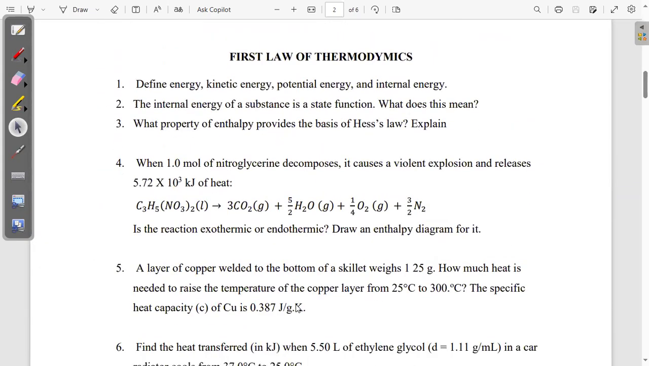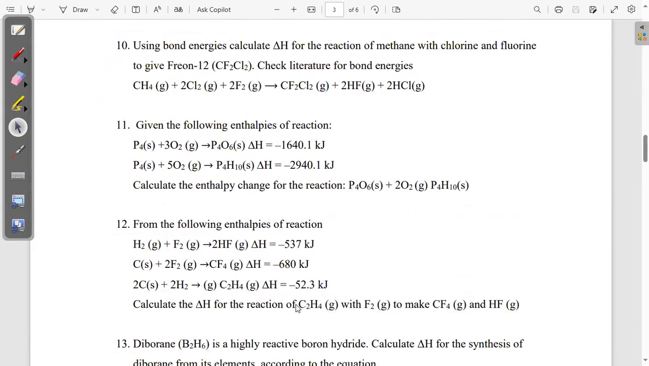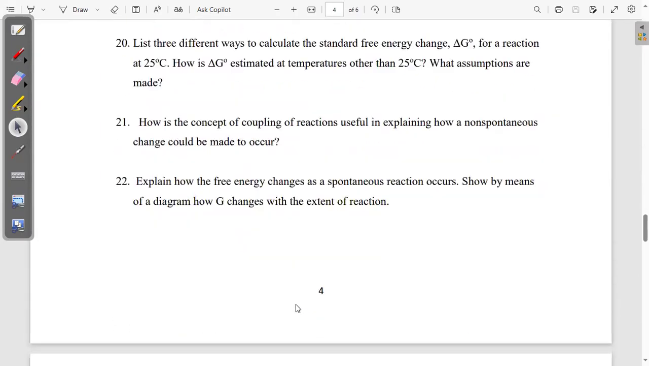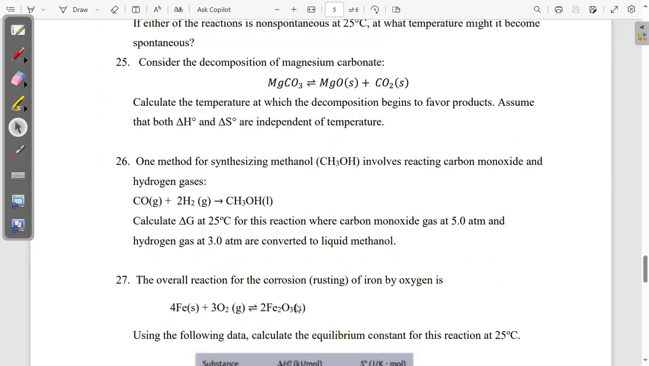You can see here we have questions on the first law of thermodynamics. We have a lot of questions in this tutorial sheet, and these are all the questions that we are going to solve.